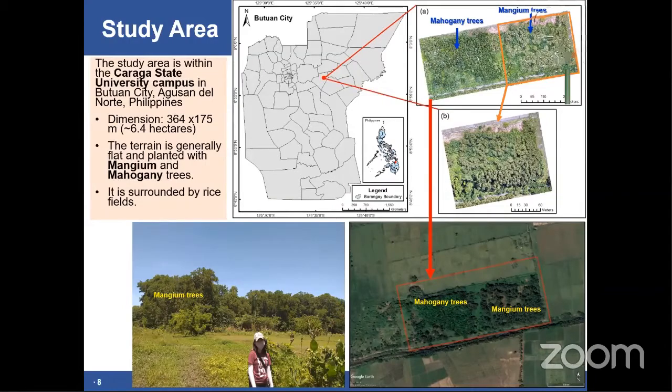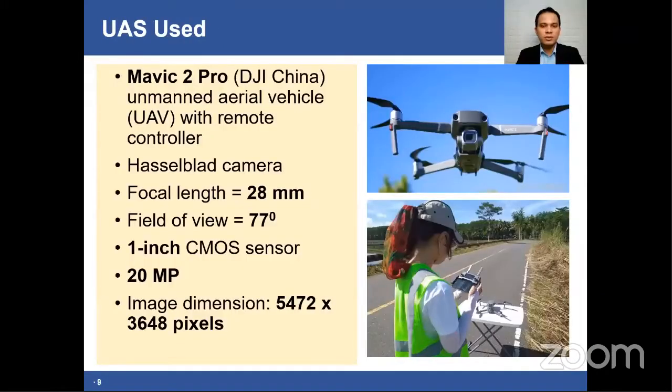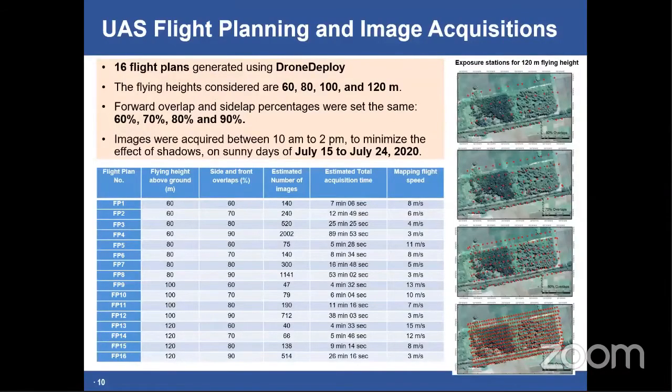To acquire the images, we used a low-cost Mavic 2 Pro unmanned aerial vehicle equipped with a 28mm focal length Hasselblad camera. Drone Deploy was used to prepare a total of 16 flight plans, each plan having a specific combination of flying height and percentage overlaps.